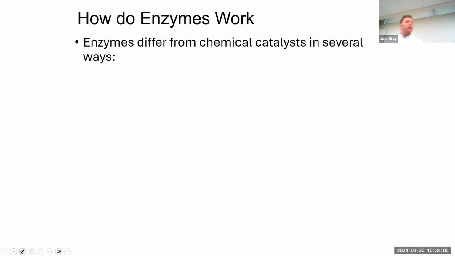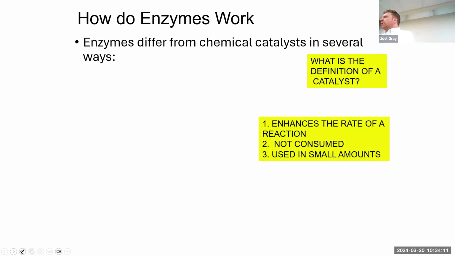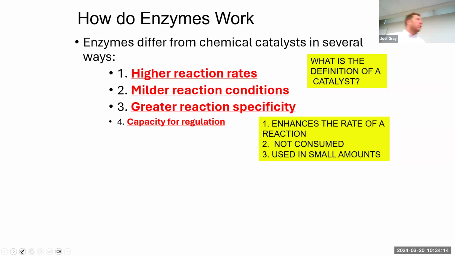So, proceed. How do enzymes work? Enzymes differ from chemical catalysts in several different ways. Now, one, you're going to get higher reaction rates. And this is higher reaction rates than in an inorganic or an organic catalyst. Now, can anyone think of an example of an inorganic catalyst? I'll give you a hint. It's something that typically gets stolen from cars. Catalytic converters, because they have what in them?